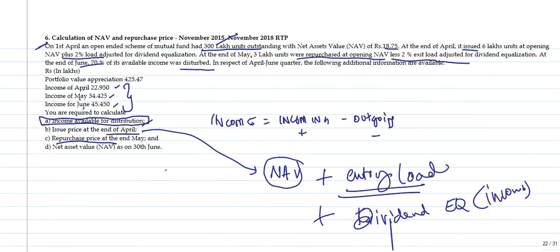So next question comes, NAV. We have opening value, we have portfolio value appreciation, we have to add that appreciation value, we have to add income, then we have to add issue price. So we have units, we calculate the issue price also, we have to add that. Then repurchase we have to deduct, we have repurchase units, we calculate the repurchase price, we have to deduct that one. Then 70% we paid, so this has to be deducted. Then what? That's it.